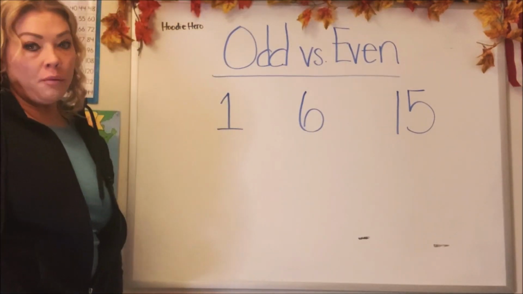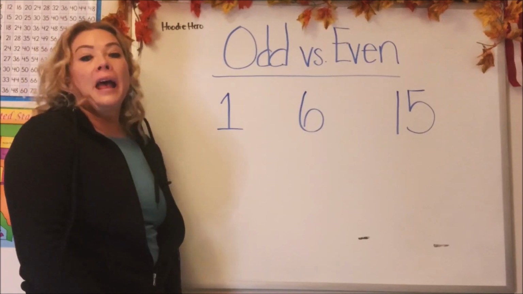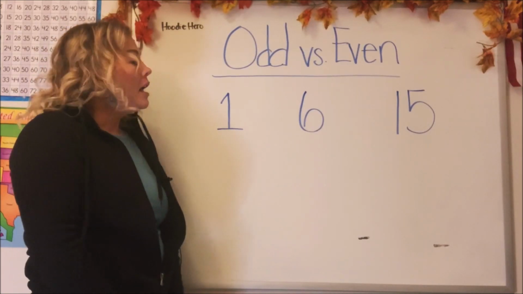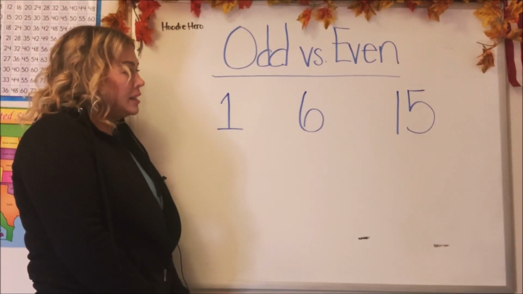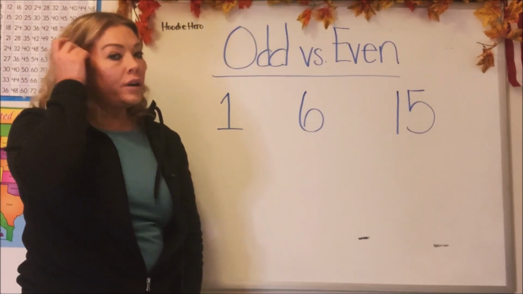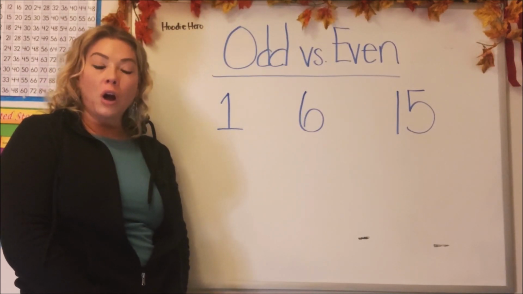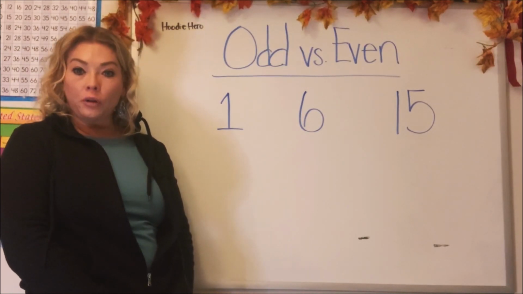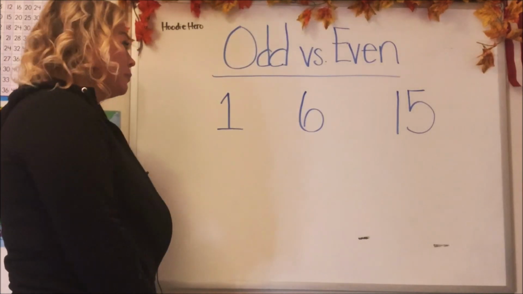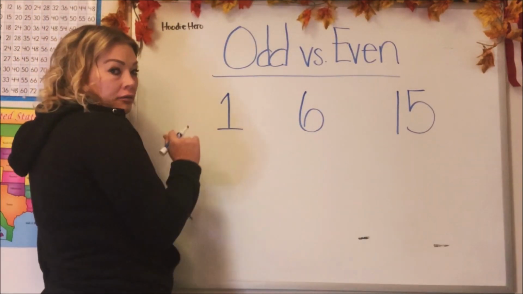I have 3 numbers on the board. I have a 1, a 6, and a 15, okay? Now what we're going to do in order to tell which numbers are odd and which ones are even is we're going to use blocks. And you can do this when you have an assignment or homework. You can draw little blocks to help you too. It's really easy. So I'm going to draw a block for every number that I have.